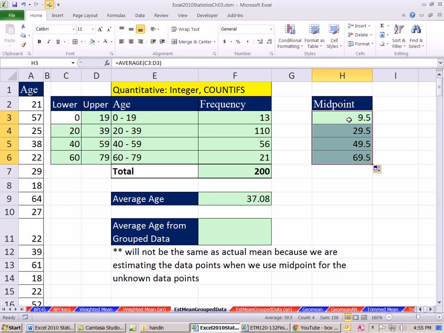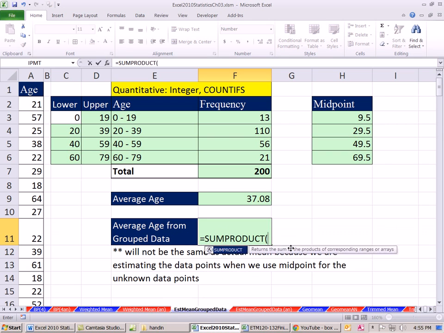All right, so those are the midpoints. Now we have midpoints times all of these right here. And that gives us the total. And then we divide by the count.